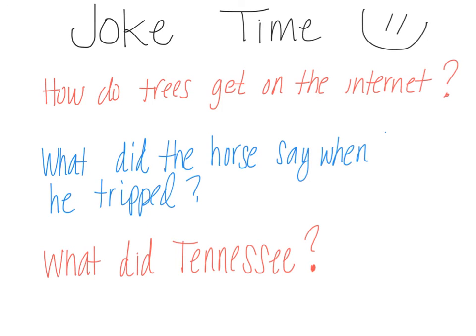All right, time for the jokes, and shout out to 5th period for noticing that last time I forgot the joke. So these go out especially for 5th period. All right, here we go. How do trees get on the internet? Well, they log on, of course. What did the horse say when he tripped? Help! I've fallen and I can't giddy up.